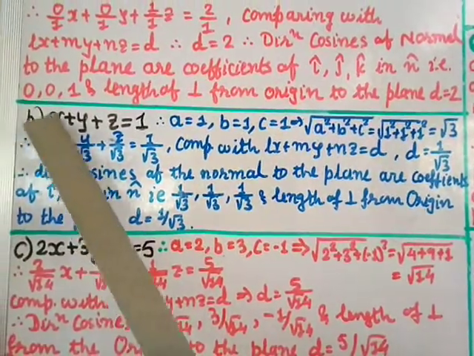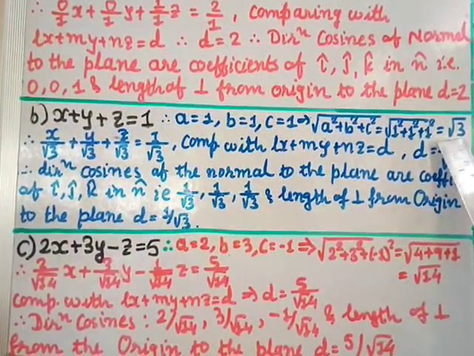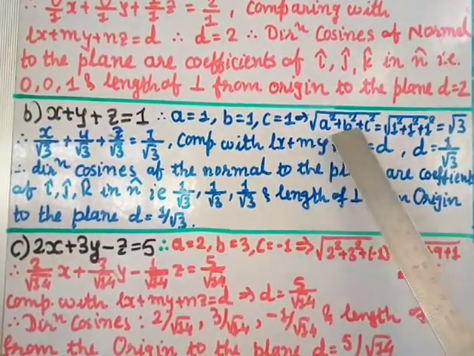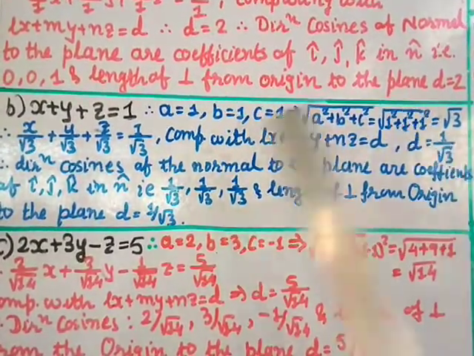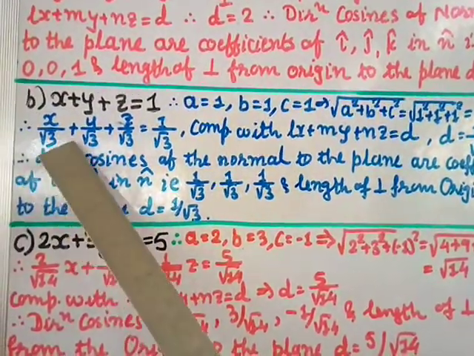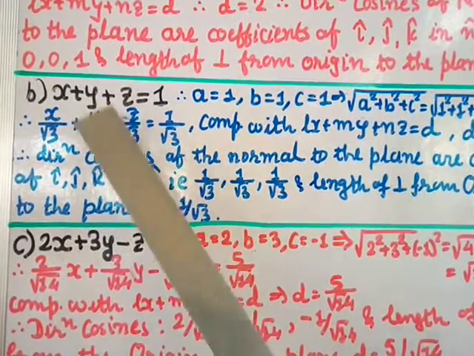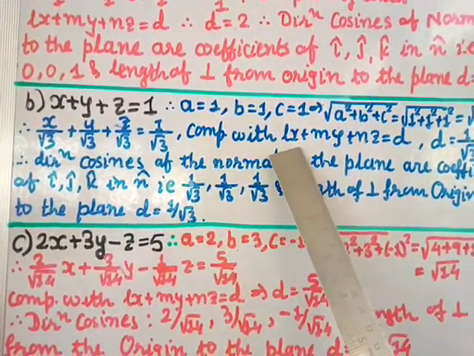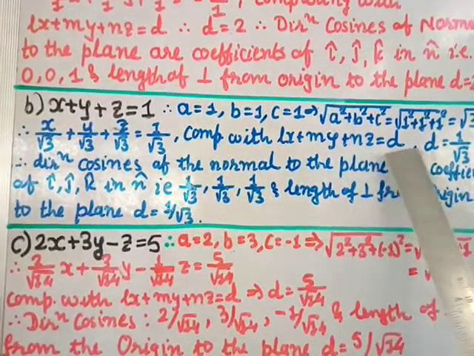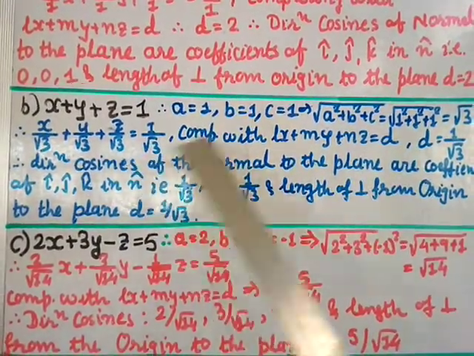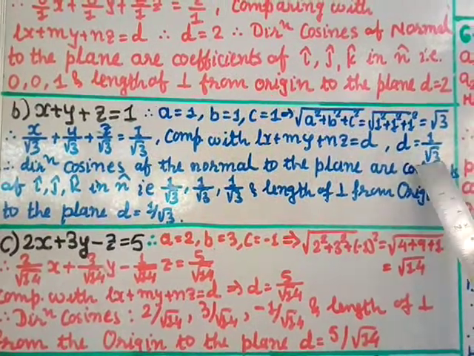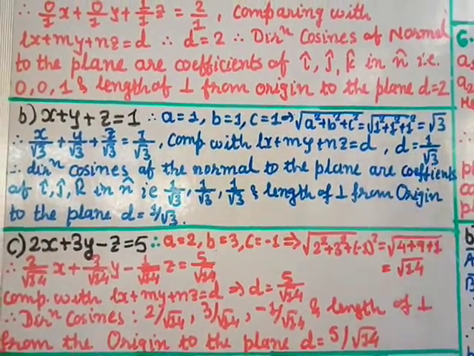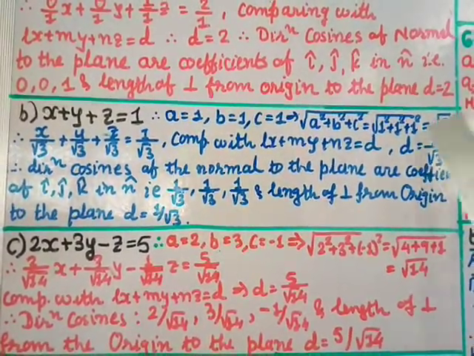Now we divide each term by this value, that is the square root of a square plus b square plus c square, that is root 3. So I divide here: x by root 3 plus y by root 3 plus z by root 3 equal to 1 by root 3. Now we compare this with lx plus my plus nz equal to d, that means the d value is 1 by root 3, and this is the length of the perpendicular from the origin to the plane.